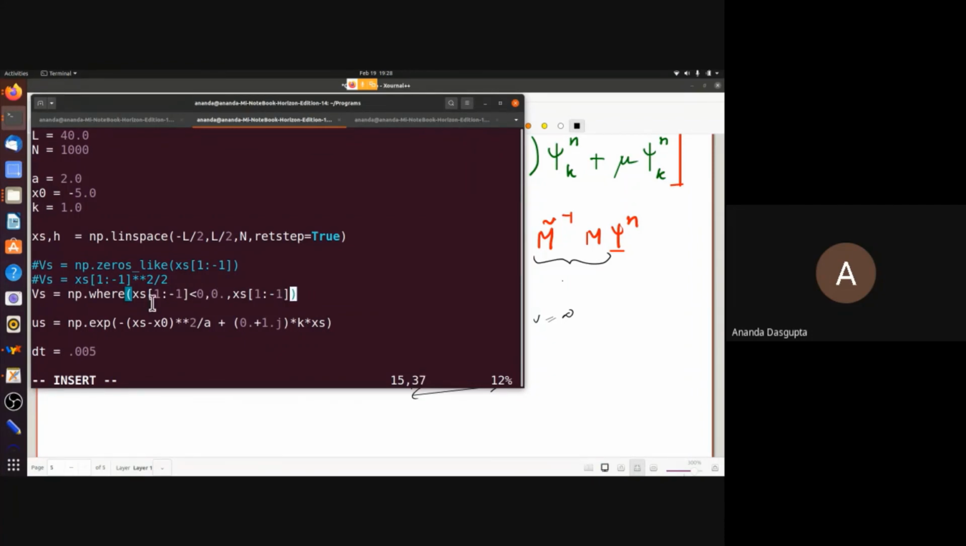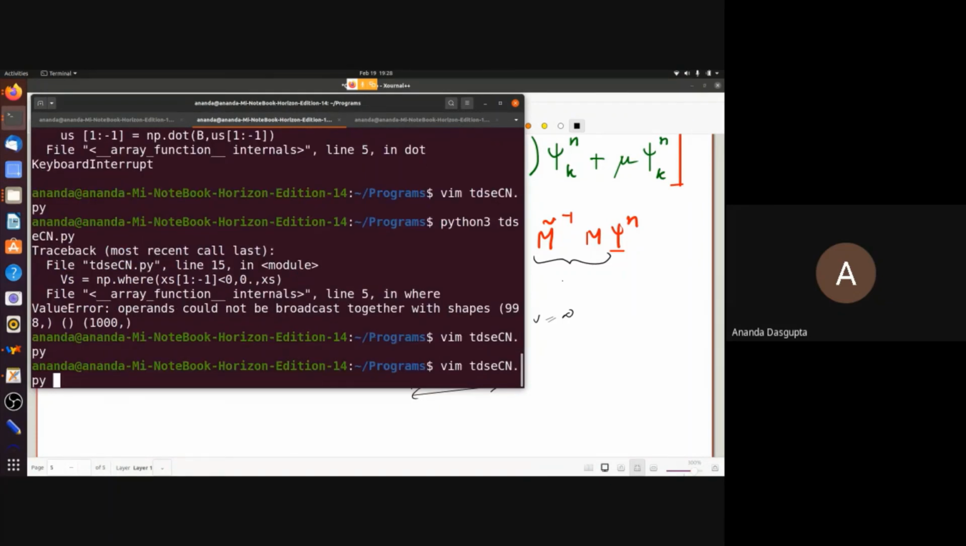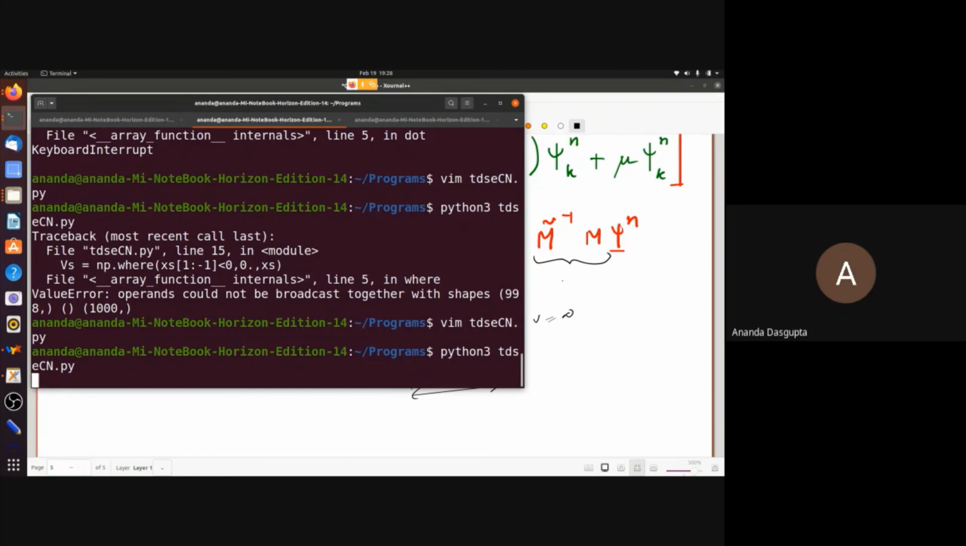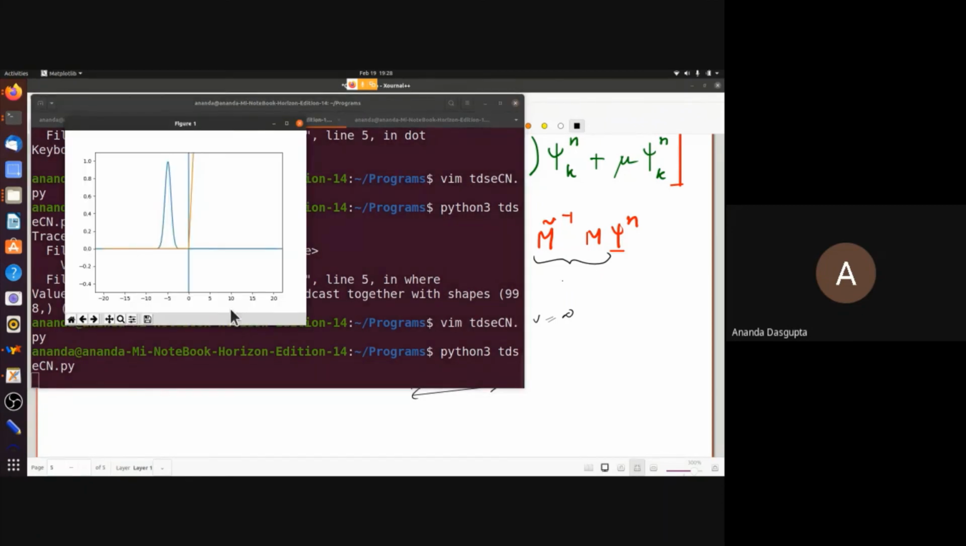So basically what you're saying is, if the value of an element is negative, you replace it by 0. If it's not, you take that element. So now, basically what you have done is you put a triangular kind of potential. So that's what the potential looks like.